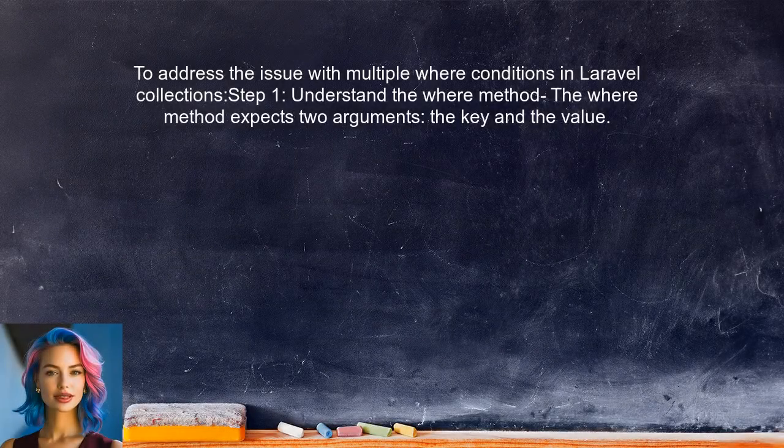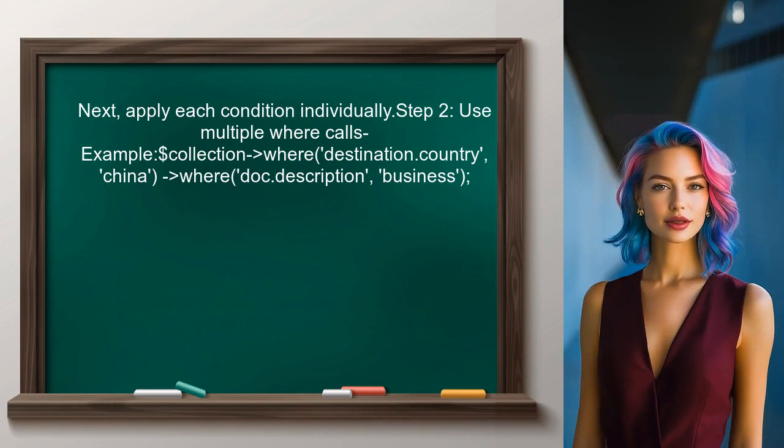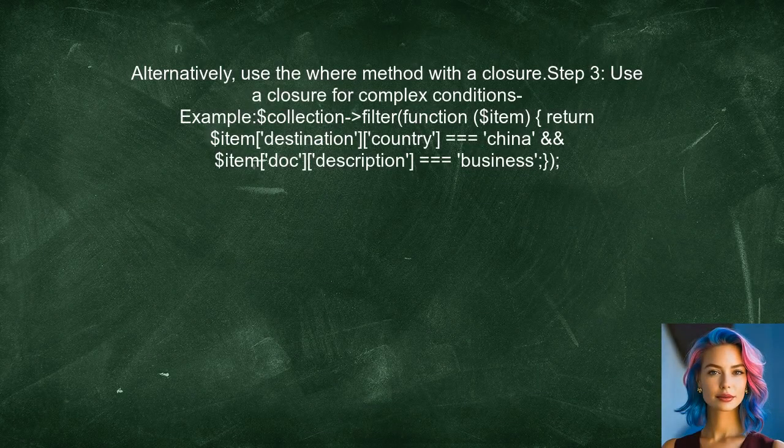To address the user's issue with multiple where conditions in Laravel Collections, we first need to understand how to structure the query correctly. The user is currently passing an array to the where method, which is not the expected format. Next, the user should use a loop or the where method multiple times to apply each condition. This way, each condition can be added individually to the query. Alternatively, the user can use the where method with an array of conditions, but it must be structured correctly. The user can utilize the where method with a closure for more complex queries.